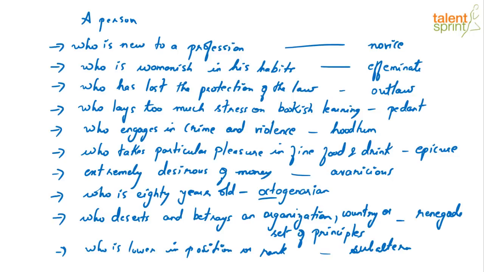I think a person above 90 is called a nonagenarian, if I'm not wrong. You might want to check it out. So basically, for one word substitution, try and look at categorizing them.